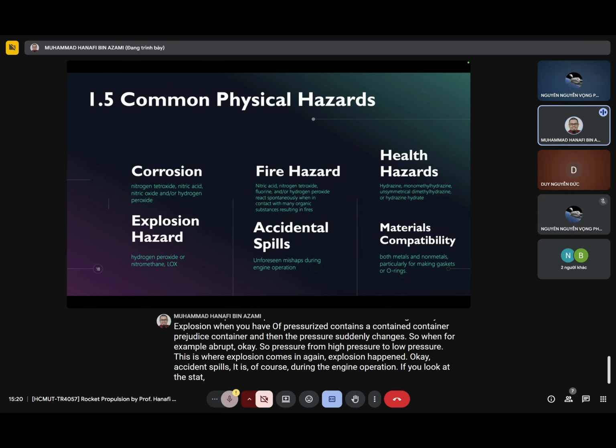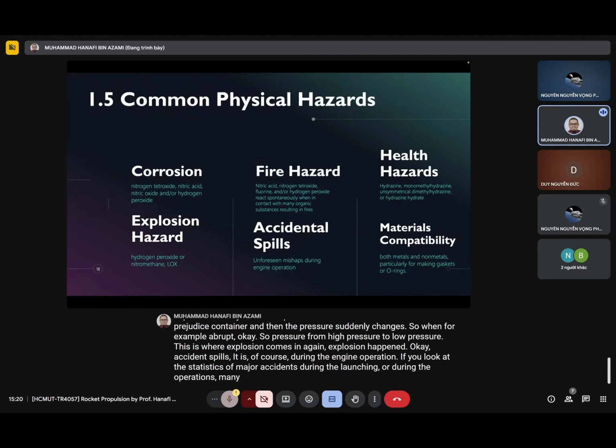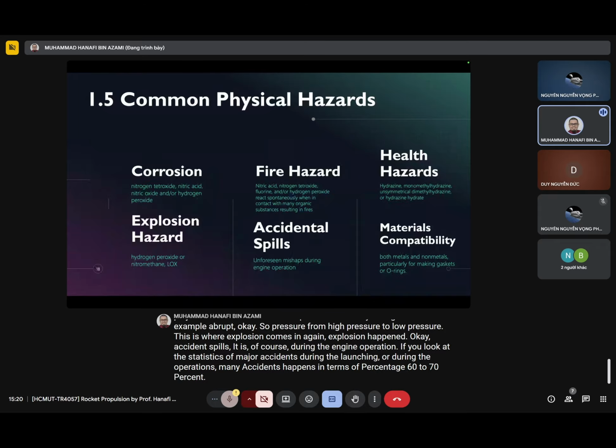If you look at the statistics of major accidents during launching or during operations, in terms of percentage, 60 to 70% are due to the propulsion system.